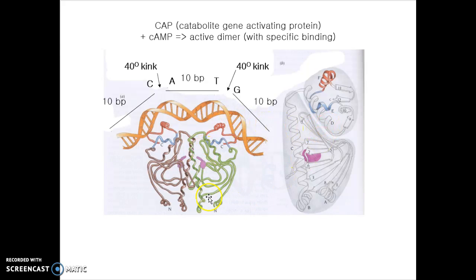Each polypeptide unit has 2 domains. Basically 12 beta strands and many alpha helices. The colored region of the upper part represents helix-turn-helix, and the lower domain has a binding site for the cyclic AMP in pink color.